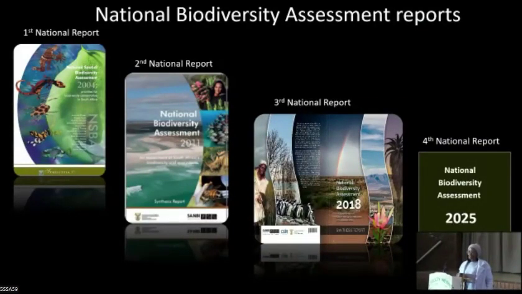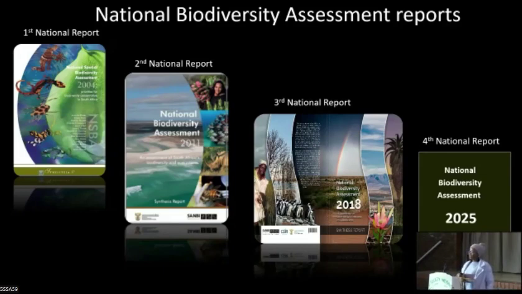Its first attempt is represented in the NSBA 2004, which had strong emphasis on spatial aspects of biodiversity, which included the priority areas and protected areas. And as time went by, data matured and became available, and the scope of NSBA was then expanded to also include broader themes such as climate change and invasive species, which then led to the NBA 2011 and subsequently NBA 2018. As mentioned, work is underway to publish the 4th NBA report.